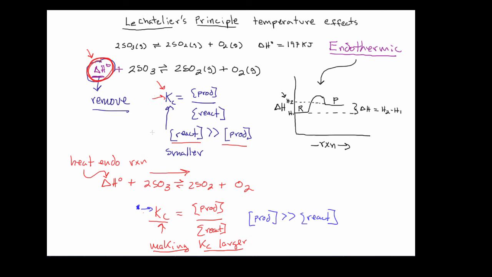So the key, to finish, is that in terms of Le Chatelier's principle and heating or cooling a chemical reaction, if the reaction is exothermic and you want to shift the reaction to the right, you should cool it. And in the case of an endothermic reaction, if you want to shift the reaction to the right, then you need to heat it.